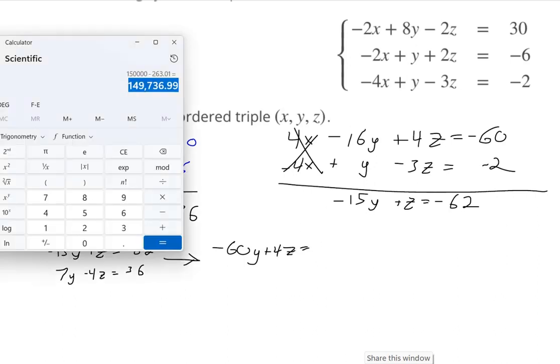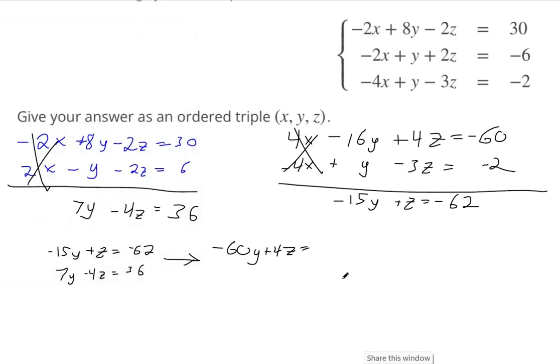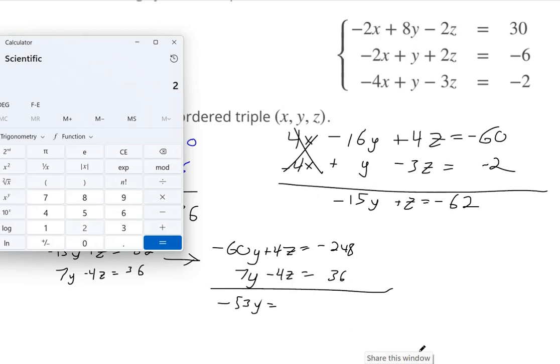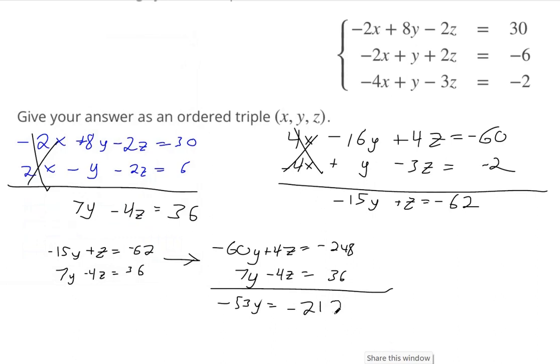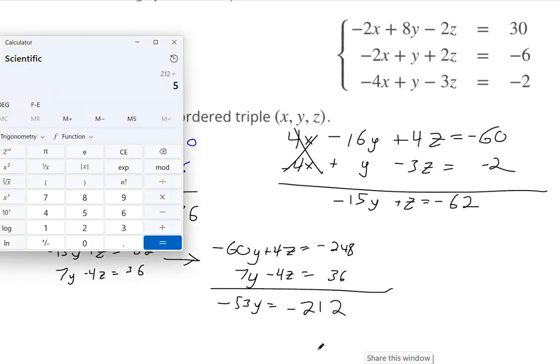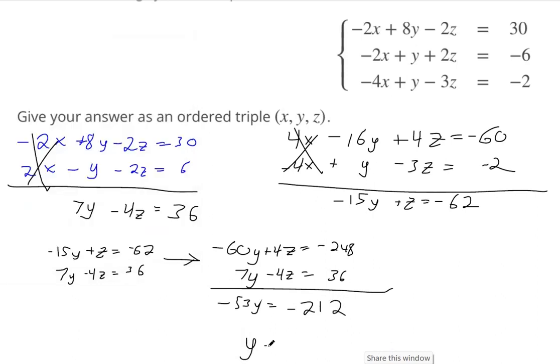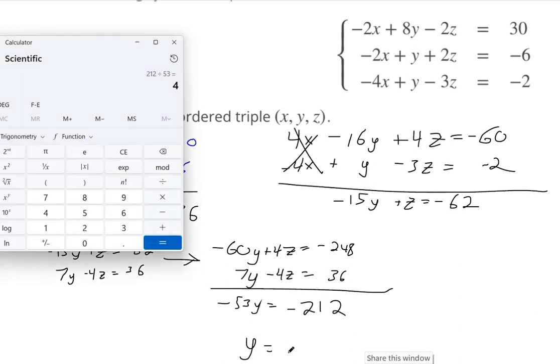I don't know what 62 times 4 is without thinking about it hard. 248. That's -248. Okay, and then if I add those together to use elimination, I get -53y. Then we get, oops, it's -248 subtracted by 36, that's -212. So to get y by itself, I'd divide both sides by -53. So I should get y is +4.